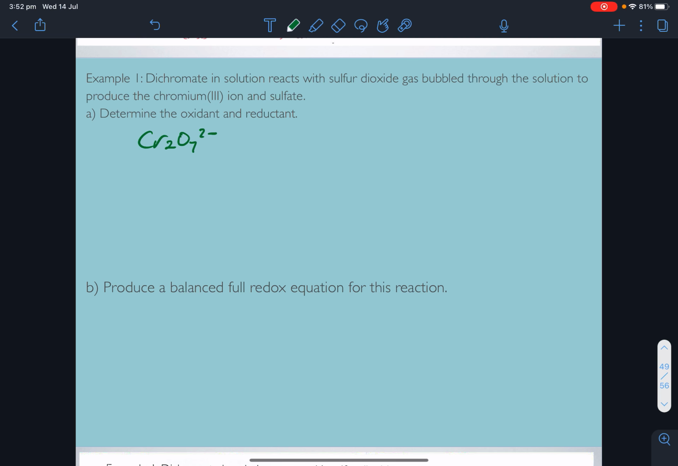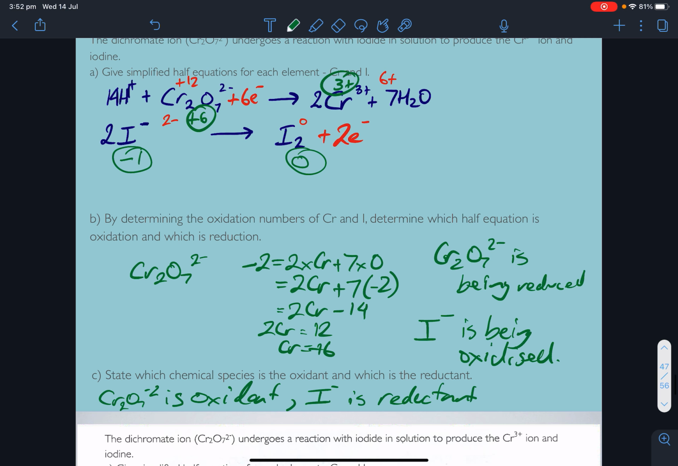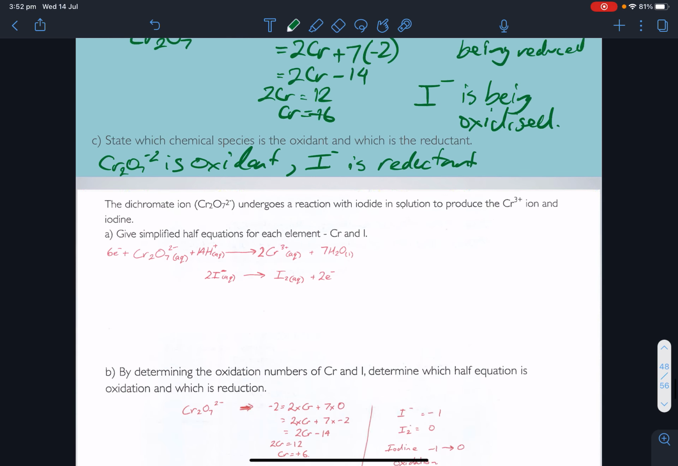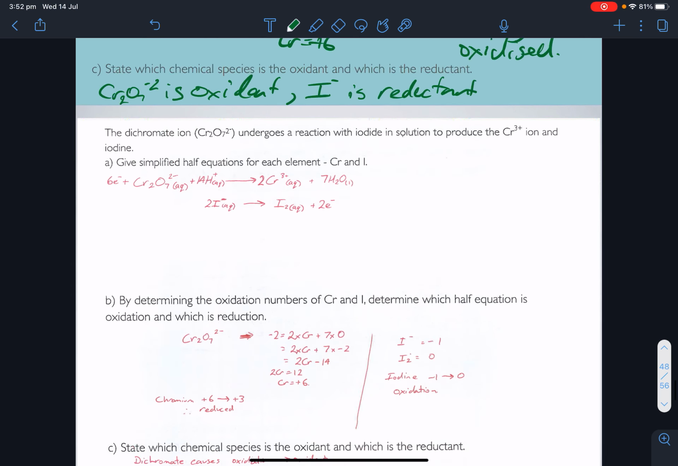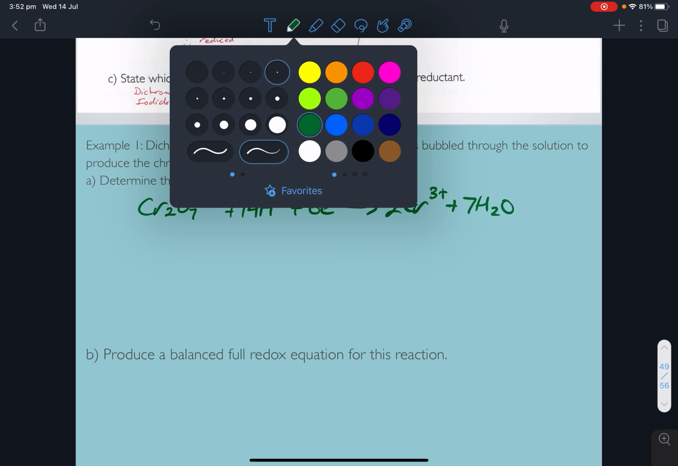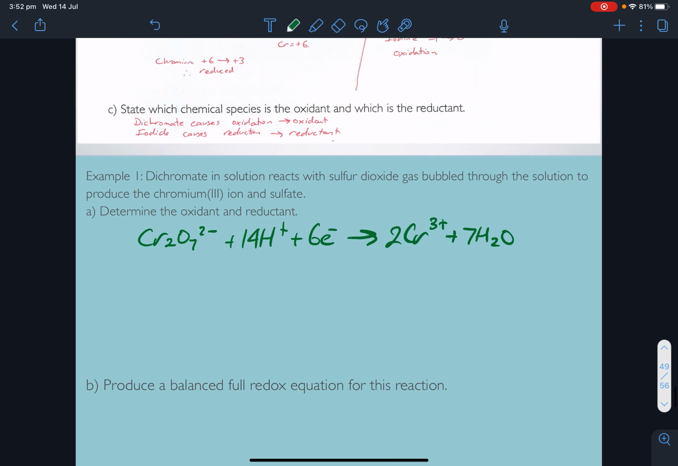Cr2O7 2 minus. Let's copy. That's what I do in exam. Plus 14H plus 6 electrons. And it was 2 chromium 3 pluses and 7 waters. Okay, so there's my half equation for dichromate. And from the previous question, it's being reduced, isn't it? Because it's going from 6 plus to 3 plus.